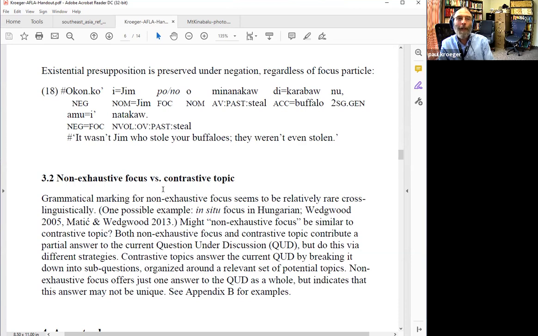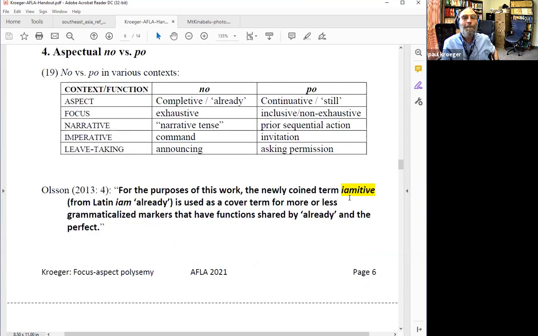Both non-exhaustive focus and contrastive topic are offering a partial answer to the current question under discussion, but they offer it by different strategies. And I don't think I have time to talk about that now, but I added another appendix on the handout giving some examples of each type, contrastive topic type and the partial focus type. And if someone's interested, maybe we can talk about that during the question time.